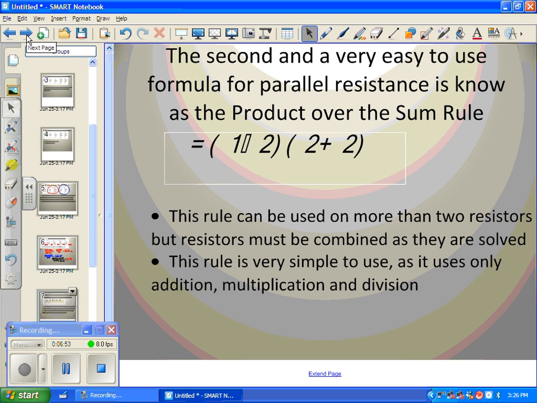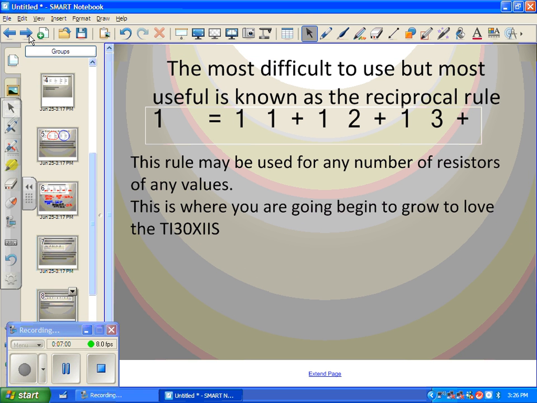The second and very easy use formula for parallel resistance is known as the product over the sum. We already did that. The most difficult, but the most useful, is, you know what, as somebody suggests, I'm just going to write in here 1 over RT equal to 1 over R1. Plus 1 over R2. Okay. Plus 1 over R3.